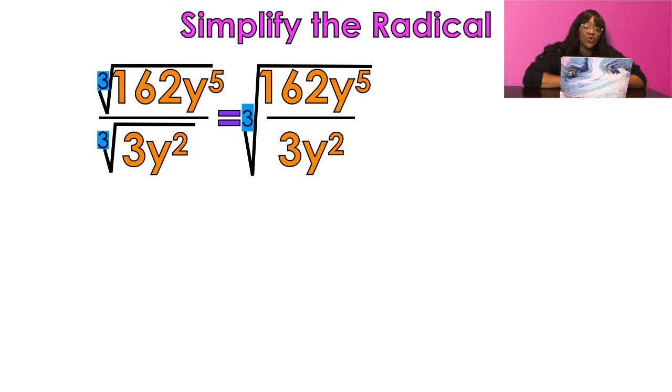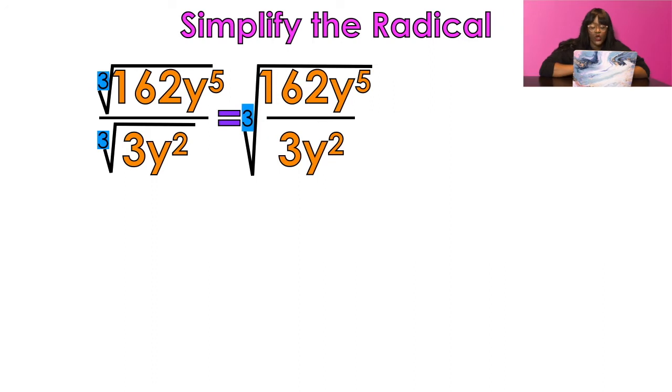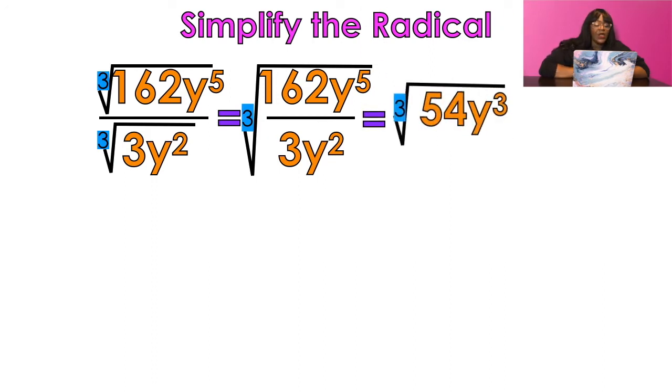So 162 over 3. What's 162 over 3? Well, it's 54. I'm so glad you asked. And then y to the fifth over y squared. What's that going to simplify to? Well, 5 minus 2 equals 3. Okay. Now, 54 is not a perfect cube root.